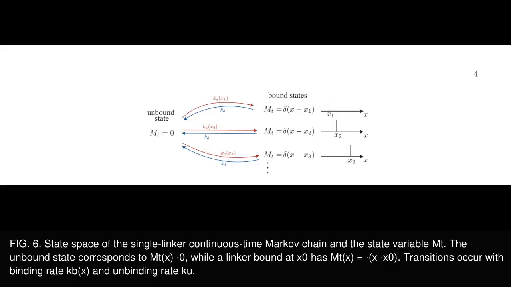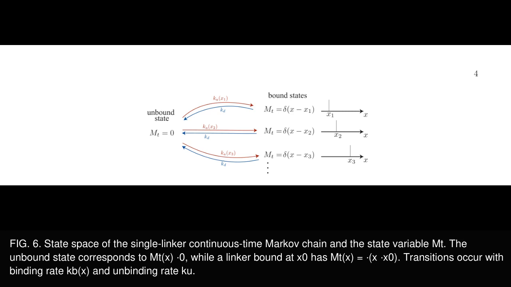Figure 6 illustrates the abstract state space of a single molecular linker, modeled as a continuous time Markov chain. The system consists of an unbound state, represented by the state variable m_t being 0 everywhere, and an infinite set of bound states, parameterized continuously by position or strain coordinate x0. When the linker binds to a particular state x0 at time t, m_t becomes a Dirac delta function peaked at x0, indicating localization in state space. The linker transitions between these states according to binding rates k_b(x) that depend on the target state and a constant unbinding rate k_u, independent of state.